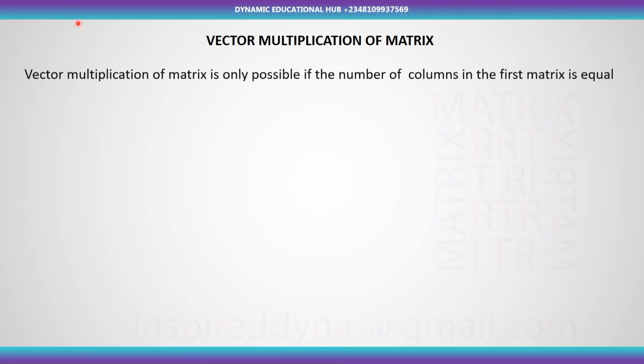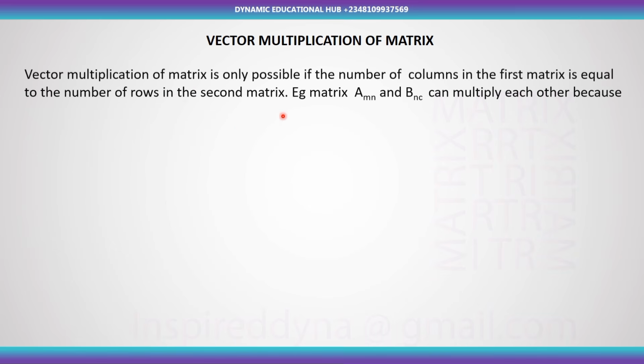Now, vector multiplication of matrix is only possible if the number of columns in the first matrix is equal to the number of rows in the second matrix, e.g., matrix A(M×N) and matrix B(N×C) can multiply each other because the columns of the first matrix correspond to the rows of the second one. Let me quickly explain this. It's not all matrices that you can multiply together when it comes to vector multiplication of matrix.